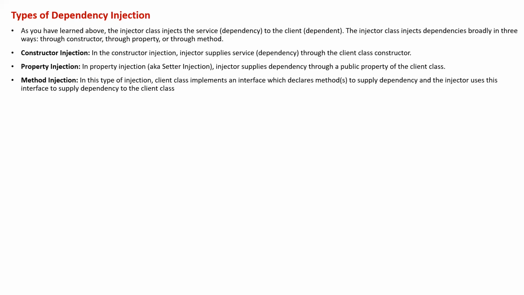Property injection is nothing but supplying the dependency through a public property of the client class. And method injection is where the client class implements an interface which declares a method to supply the dependency, and the injector uses the interface to supply the dependency to the client class. So the constructor is in the client class, and property is also in the client class. But method injection has another implementation, an interface which declares a method, and that method will supply the dependency. So these are three areas where we can adopt dependency injection to reduce tight coupling in development.